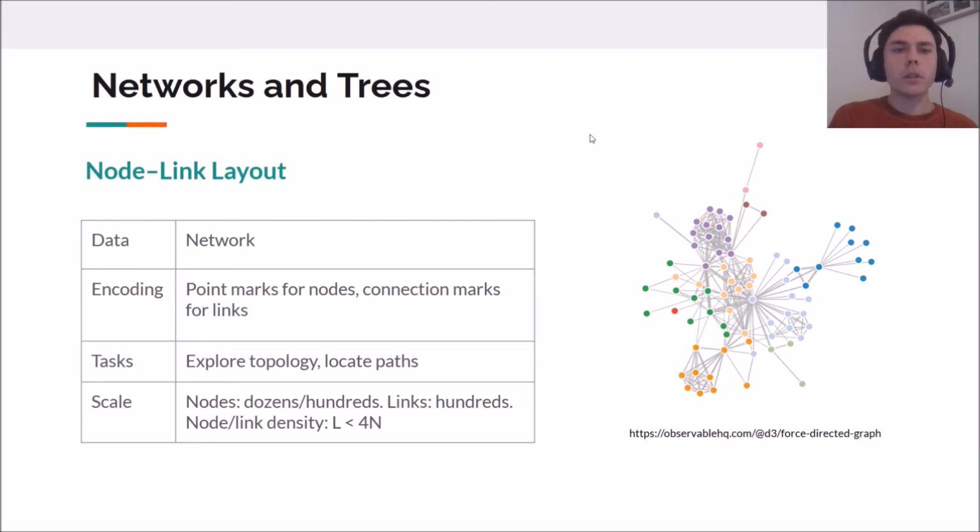Finally, we already saw an example of a node-link layout. This is a kind of visualization technique that's used for network and tree data. A point mark is used for each node. The connection marks are lines that connect the nodes. And as we already heard earlier, typical tasks for network and tree data are exploring topologies and locating paths. The thing with node-link diagrams is that they don't scale particularly well. You can usually only have a couple of dozens, maybe hundreds of nodes, a couple of hundreds of links, and at some point things start to clutter a lot.